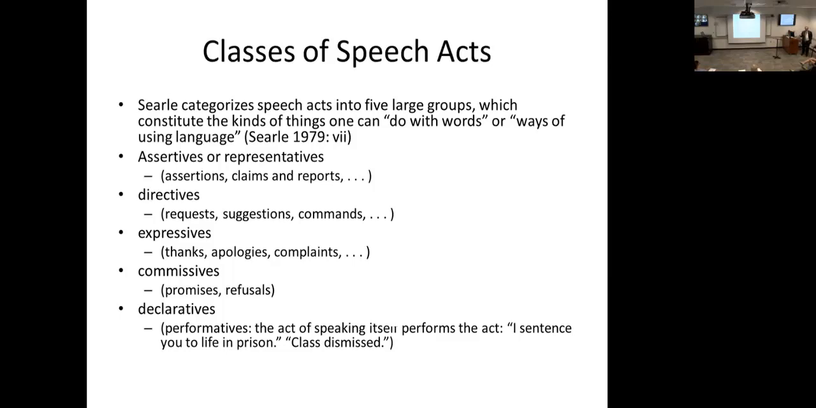These are things like when you promise something or you refuse something. So if Dr. Pickering says, I'm cooking dinner, and I say, no, you're not, then I'm refusing her offer to cook dinner. And then there are what he calls declaratives, and that's what Austin called performatives.